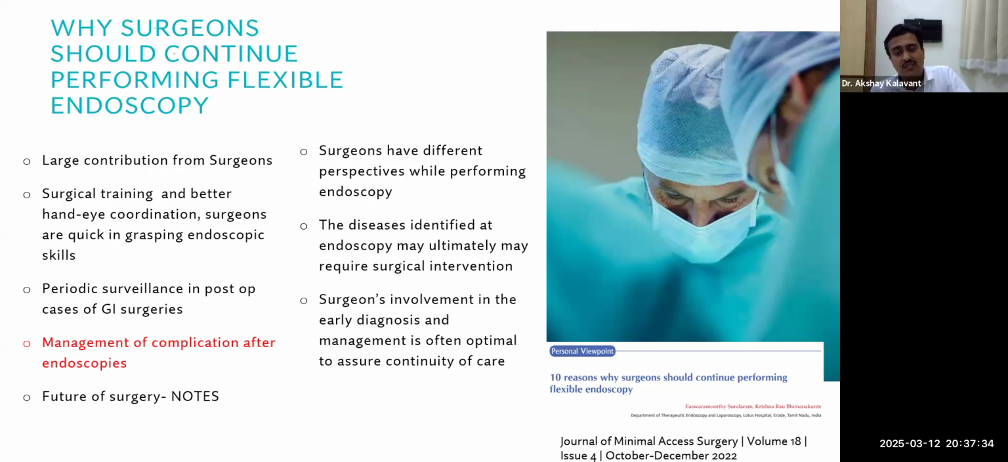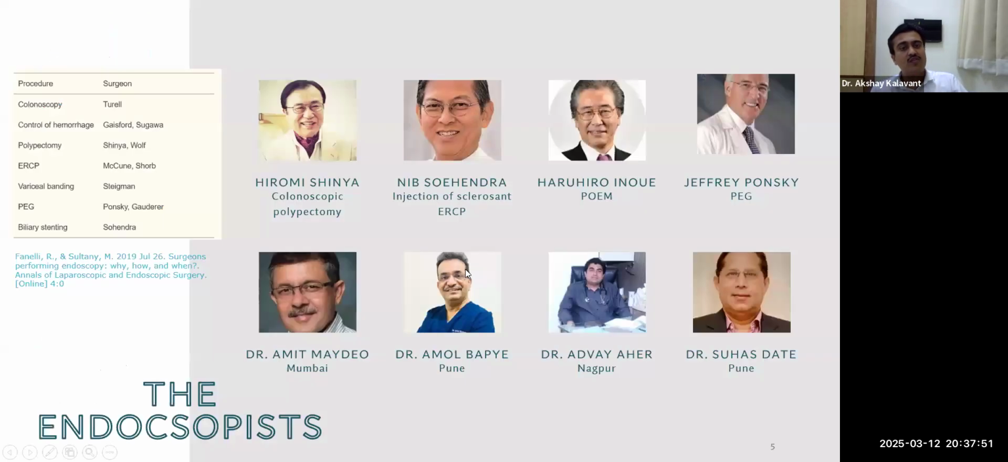These are not my words. This is from Ishwarmurthy Sundaram. He is a very passionate minimal access surgeon. This is taken from his personal point of view: 10 reasons why surgeons should continue performing flexible endoscopy. Now, this is what I was talking about.